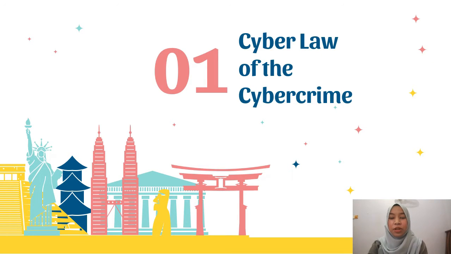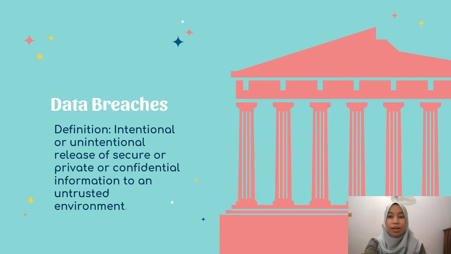Let us move to the first topic, cyber law of the cybercrime. In this topic, we will provide you with the definition of the crime mentioned and the law from each country. The first cybercrime is data breaches. Data breaches mean the intentional or unintentional release of secure, private or confidential information to an untrusted environment. Examples of this cybercrime are hacking, DoS attack, and phishing.